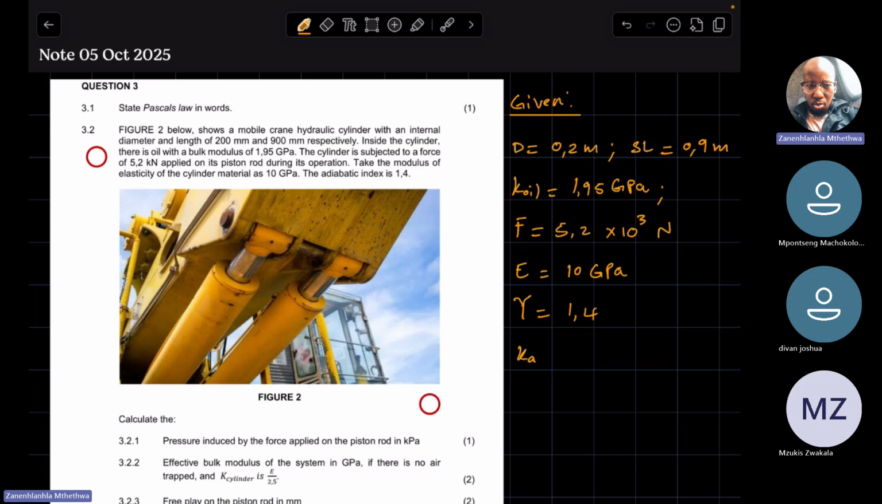So that will be Ka would then be equal to the adiabatic index times the pressure, right? That is the pressure induced by the force that the piston is being subjected to. And that is how you calculate the bulk modulus of the air trapped in the cylinder, if there is air trapped in the cylinder.